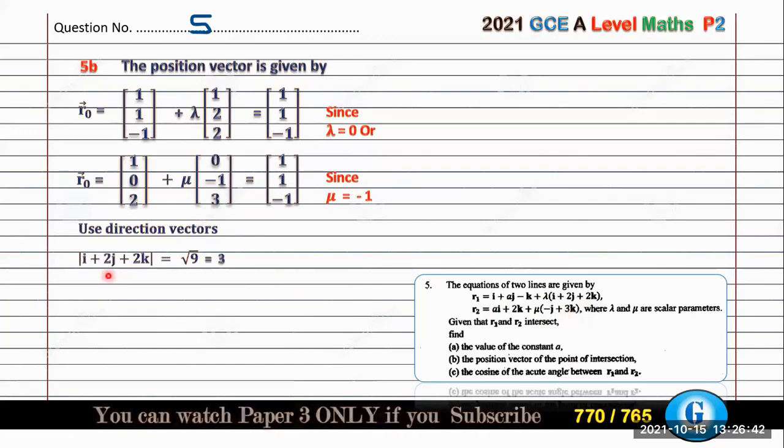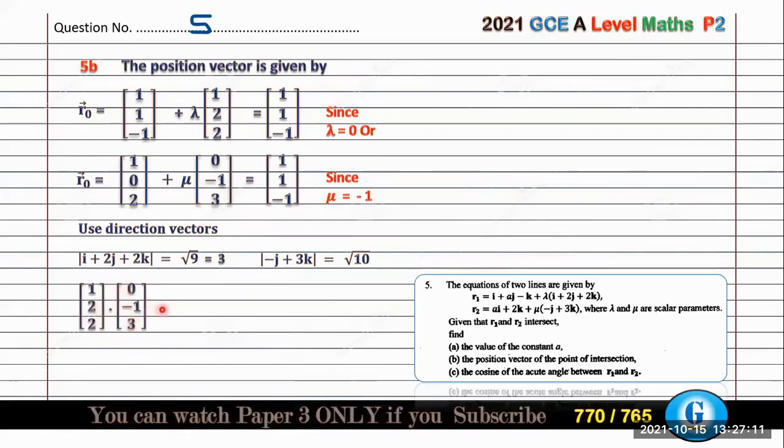So for the first one, the magnitude of i plus 2j plus 2k is 1 squared plus 2 squared plus 2 squared, which is the square root of 9, which is equal to 3. And for minus j plus 3k, the modulus is root 10. So we have 0 squared plus minus 1 squared plus 3 squared, that is equal to root 10. And then we now look for the dot product of these two direction vectors. So we have 1, 2, 2 dot 0, minus 1, 3. This will give us 0 times 1 plus 2 times minus 1 plus 2 times 3. So that gives us a value of 4.